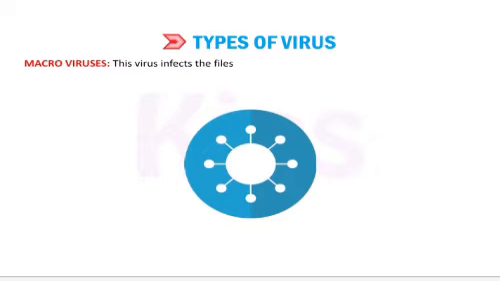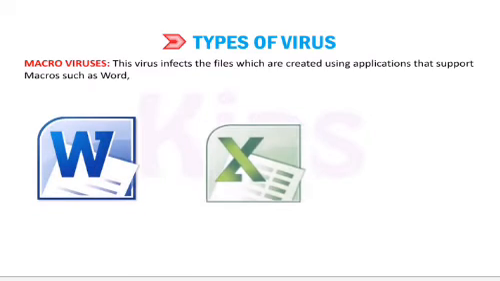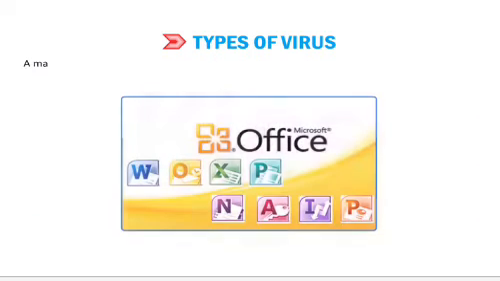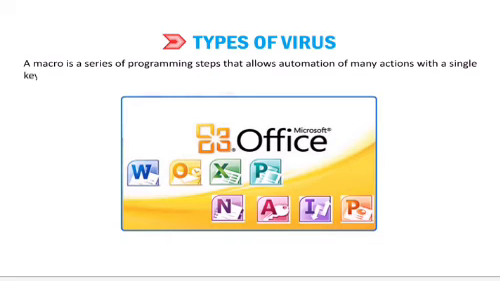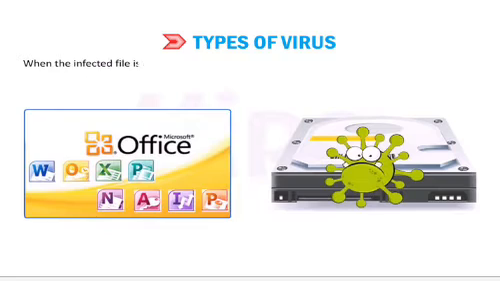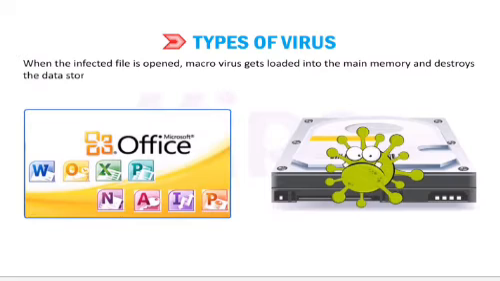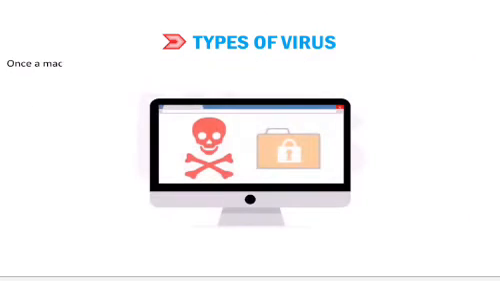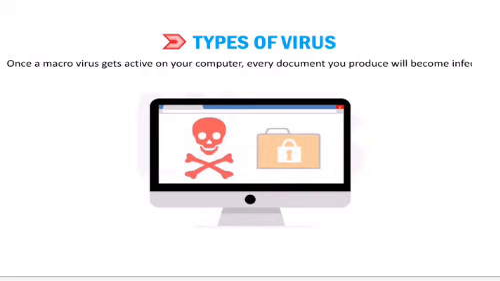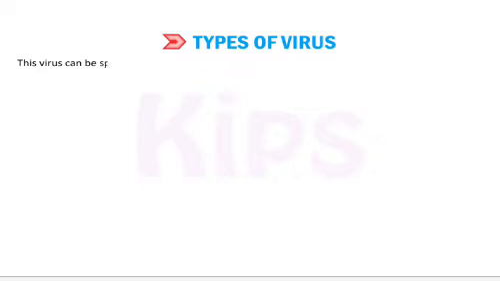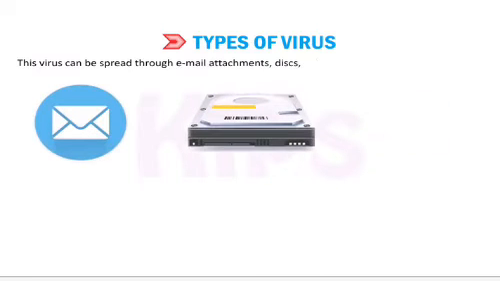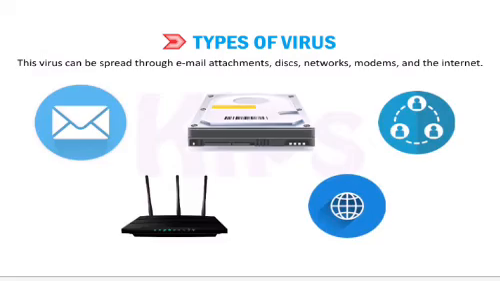Macro viruses. This virus infects the files which are created using applications that support macros, such as Word, Excel, and PowerPoint. A macro is a series of programming steps that allows automation of many actions with a single keystroke. When the infected file is opened, macro virus gets loaded into the main memory and destroys the data stored in hard disk. Once a macro virus gets active on your computer, every document you produce will become infected. This virus can be spread through email attachments, disk, networks, modems, and the internet.